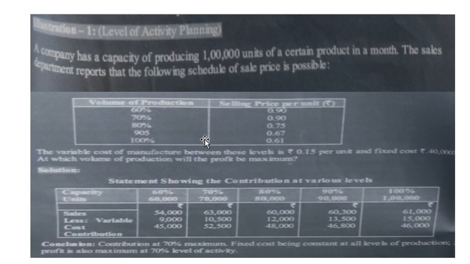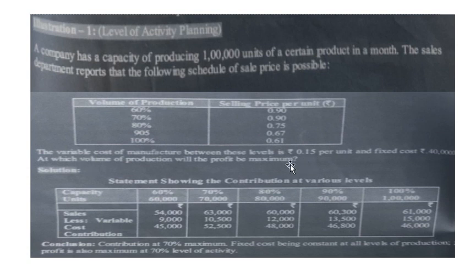A company has a capacity of producing 1 lakh units of a certain product in a month. The sales department reports that the following schedule of sale price is possible. Volume of production is 60%, 70%, 80%, 90% and 100%, and they have given the selling price for each. For 60% it is 0.90, for 70% it is 0.90, for 80% it is 0.75, for 90% it is 0.67, and for 100% the sale price is 0.61 per unit. The variable cost of manufacture between these levels is 0.15 per unit, and fixed cost is 40,000.